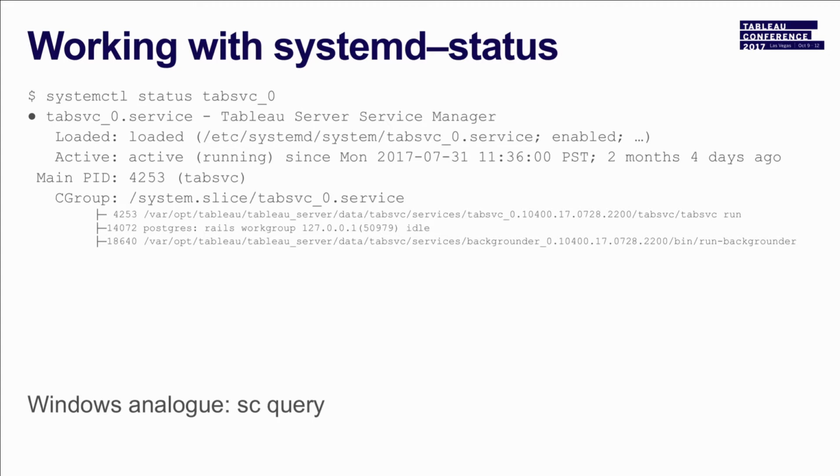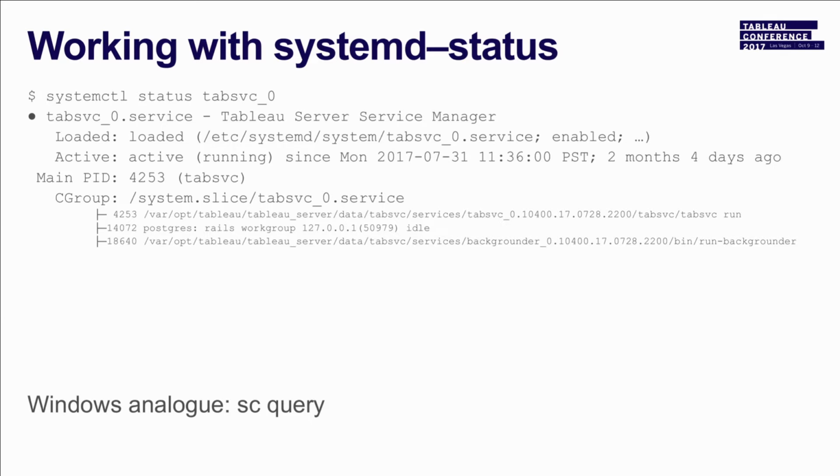And you get back a ton of information from this. You get back the friendly name, the Tableau Server Service Manager, and the path to the service file. If you're familiar with systemd, this is the definition file that says what's the executable that this runs, what's the configuration, and well, it's a file. You can go look at it, look at all the configuration, see what we've done. You can see that it's running. That's good. And we have pretty good uptime. This one's been running for 2 months.